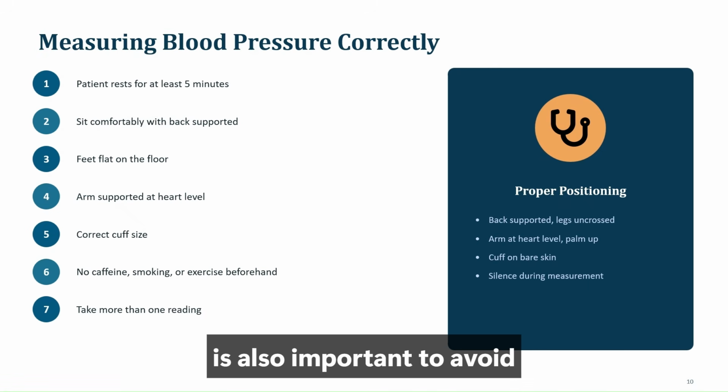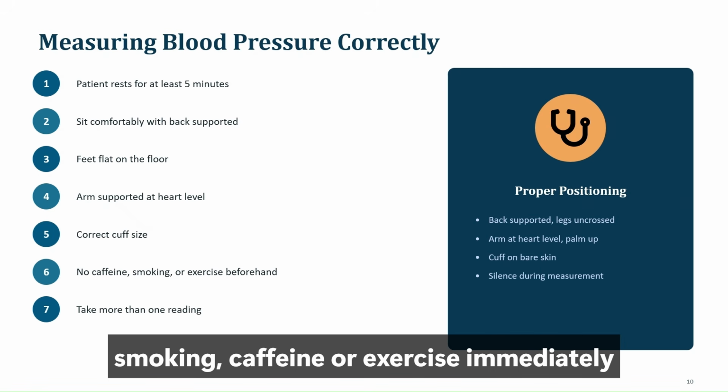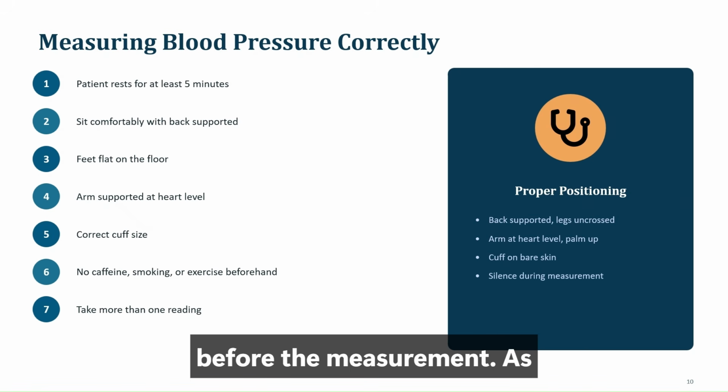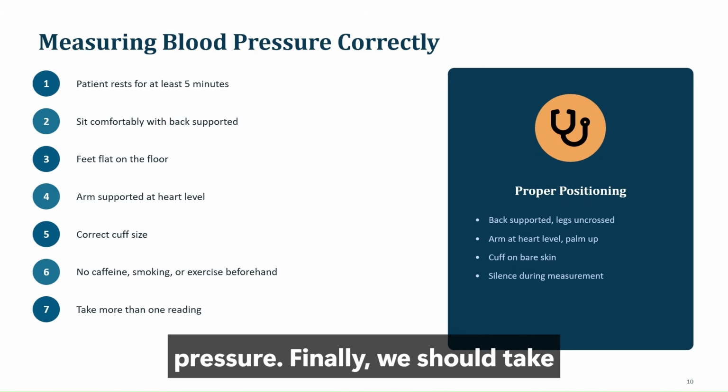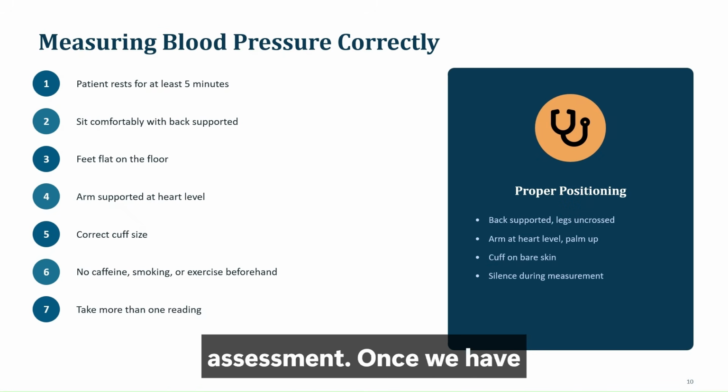It is also important to avoid smoking, caffeine, or exercise immediately before the measurement, as these can temporarily increase blood pressure. Finally, we should take more than one reading and use the average for a more accurate assessment.